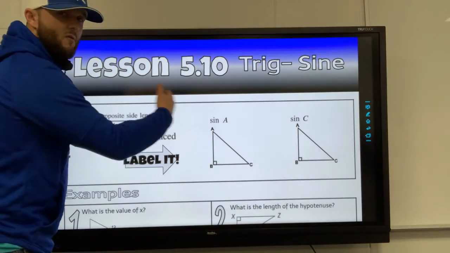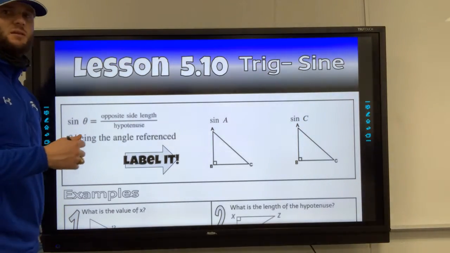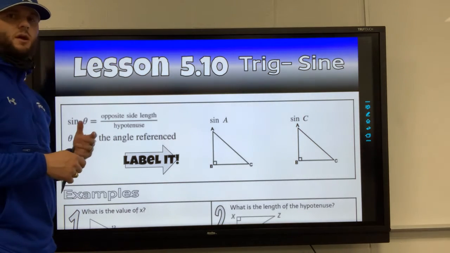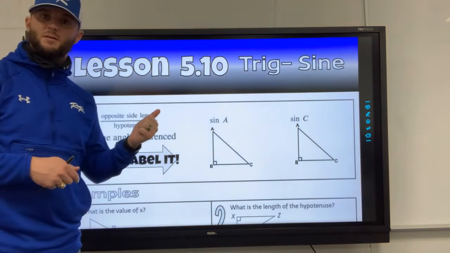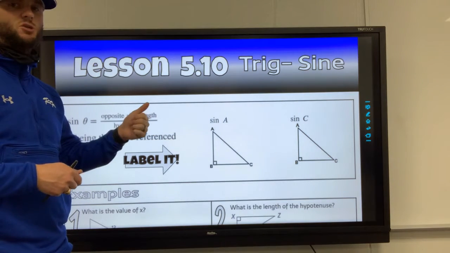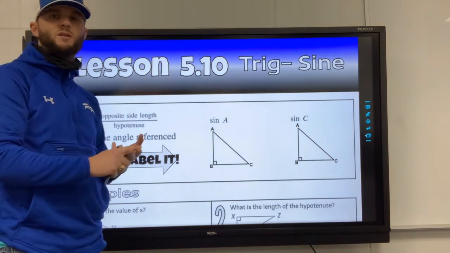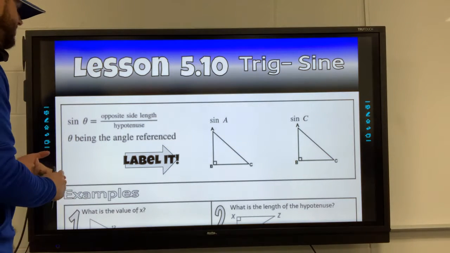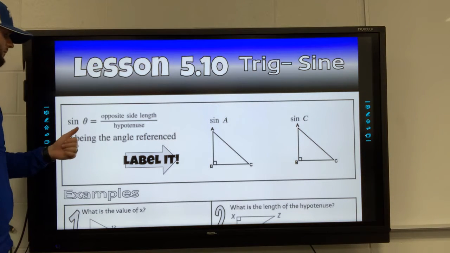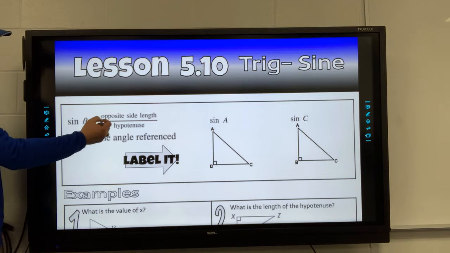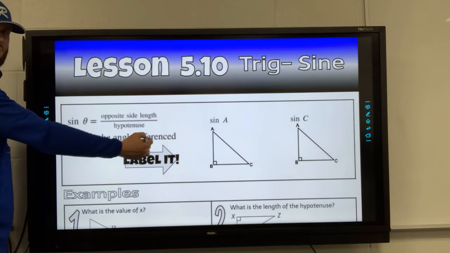All right, so what's happening here is basically you're given a right triangle, and inside that right triangle, you're going to be given angle measurements. And we're going to be able to use those angle measurements to find different sides of our right triangle just by using an angle and one side measurement, okay? I'm going to show you guys how to do that. So right now, the sine ratio is known as opposite side length over the hypotenuse.